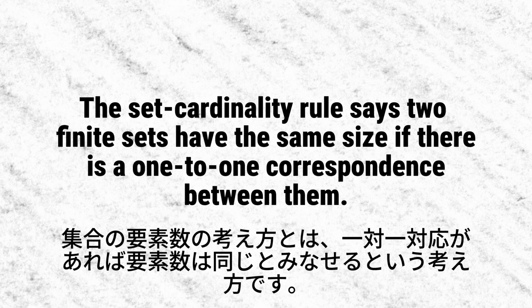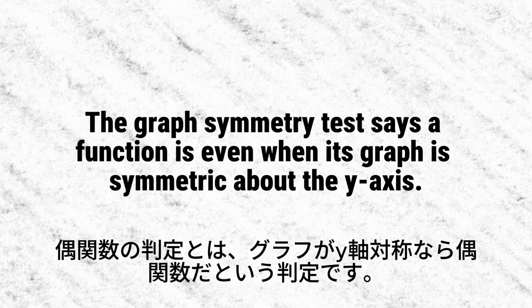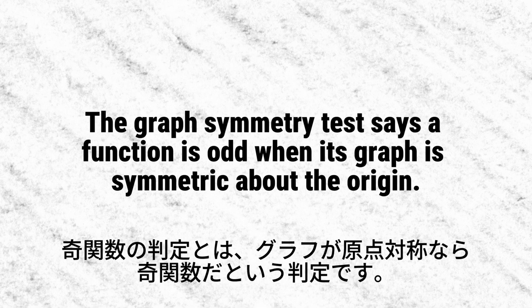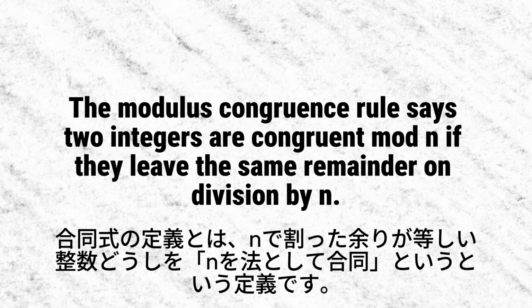The set cardinality rule says two finite sets have the same size if there is a one-to-one correspondence between them. The graph symmetry test says a function is even when its graph is symmetric about the y-axis. The graph symmetry test says a function is odd when its graph is symmetric about the origin. The modulus congruence rule says two integers are congruent mod n if they leave the same remainder on division by n.